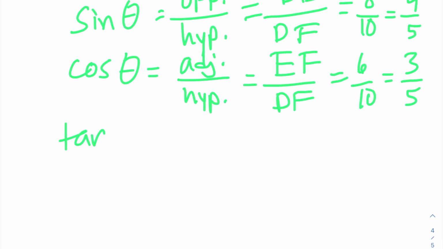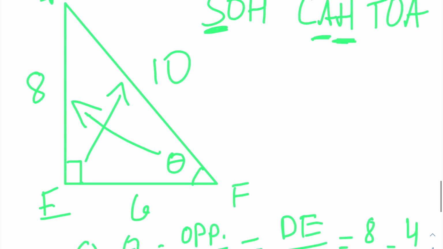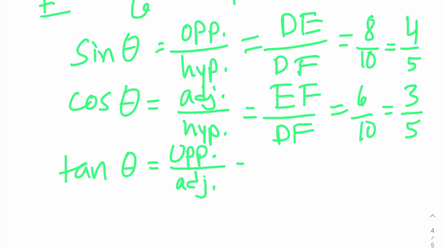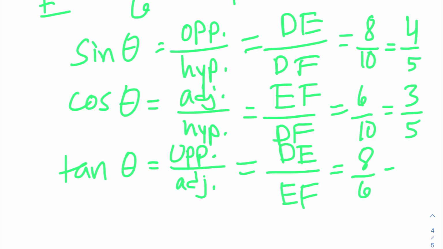Now tangent of theta is equal to the opposite over the adjacent. And we can check with our mnemonic. Indeed, tangent is equal to the opposite over the adjacent. We know the opposite is DE, and the adjacent is EF, so DE over EF, and DE is 8, and EF is 6. So we have 8 over 6, which is just 4 over 3. So tangent of theta is 4 over 3.